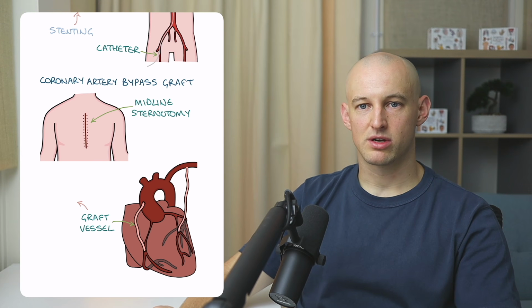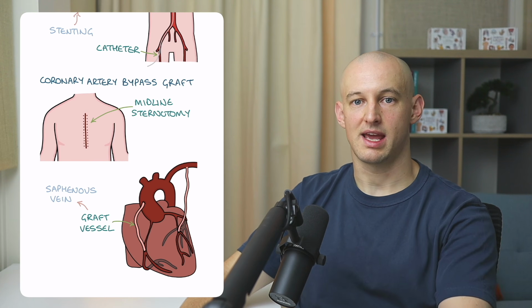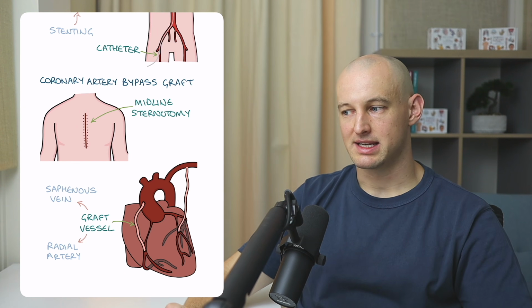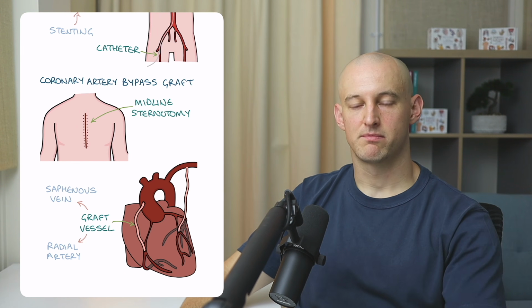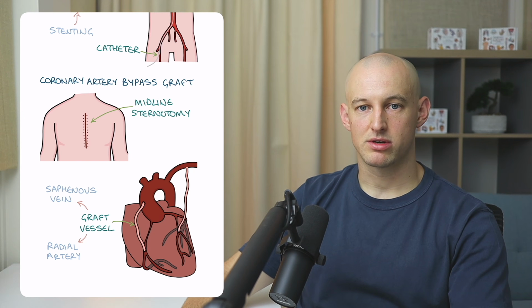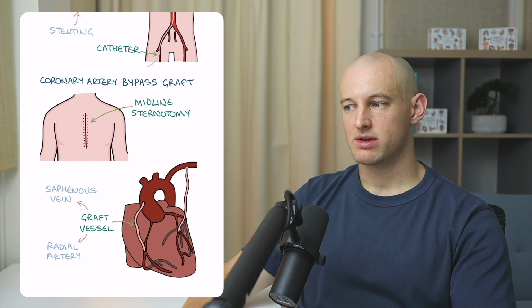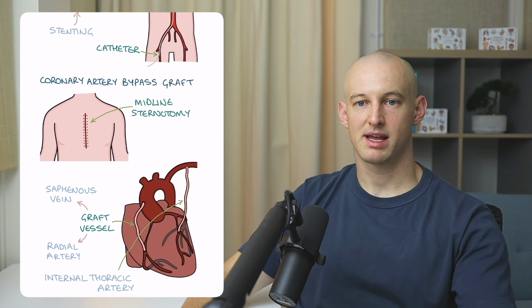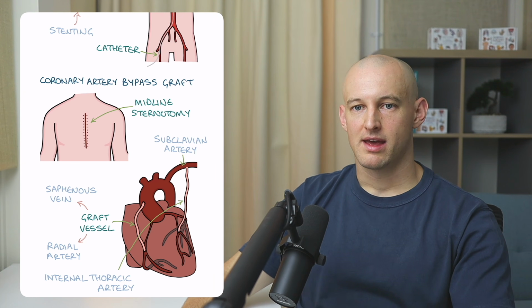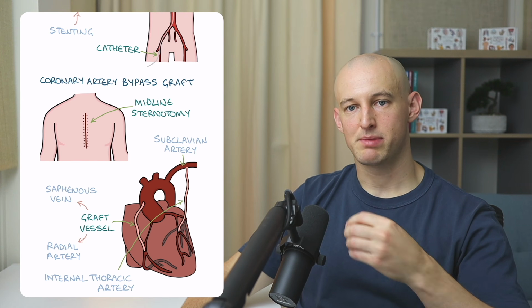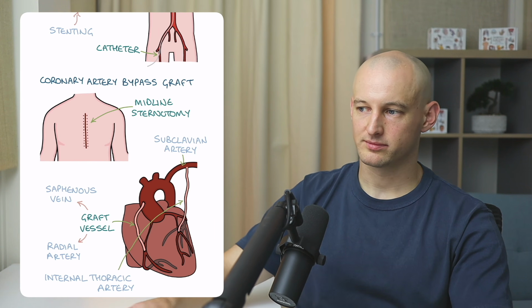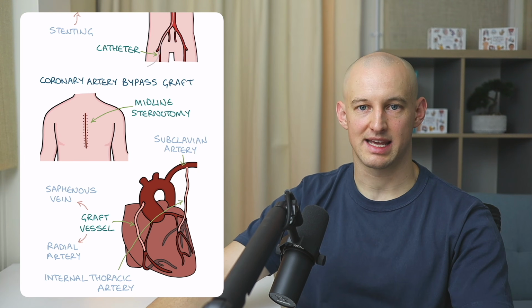That vessel could be the saphenous vein from the inside of the leg or the radial artery from the wrist, and then attaching those from the aorta, bypassing the narrowed coronary artery. Or you can take the internal thoracic artery, which comes off the subclavian artery, and just reposition the end of it past the coronary artery that's blocked. So they're your options, PCI and CABG. Let's move on to the next case.